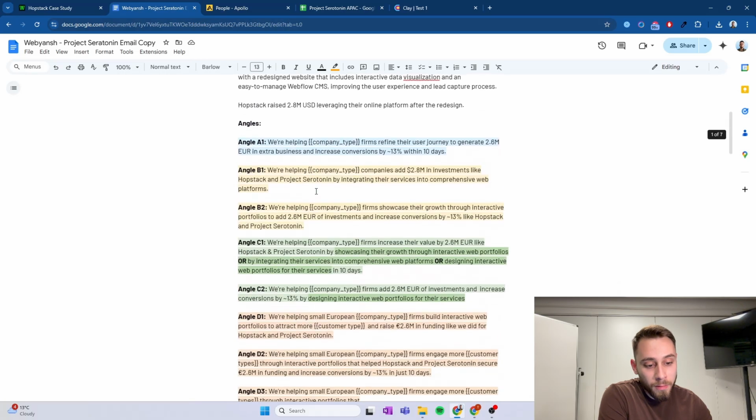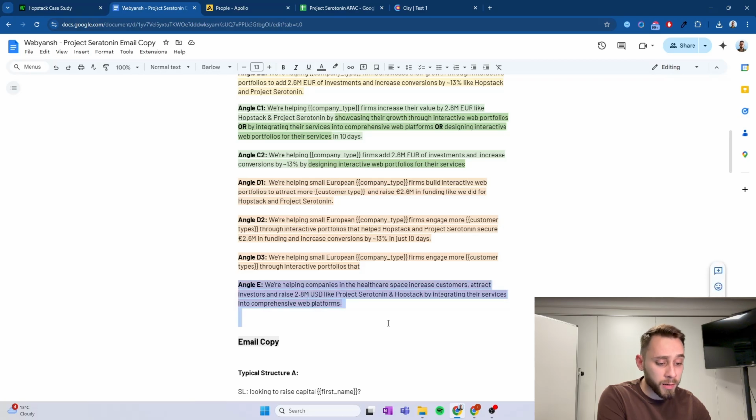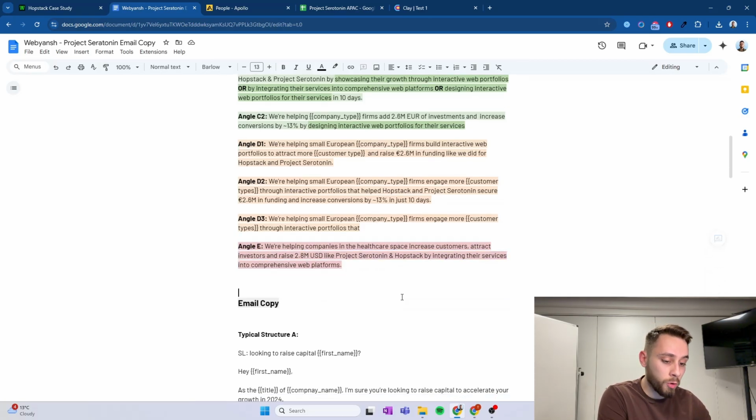And that's why we have a bunch of angles in the beginning, to see what resonates with the market. And for us, we've concluded that this is the one that resonates with our target market. So that's why we're rolling with this one.